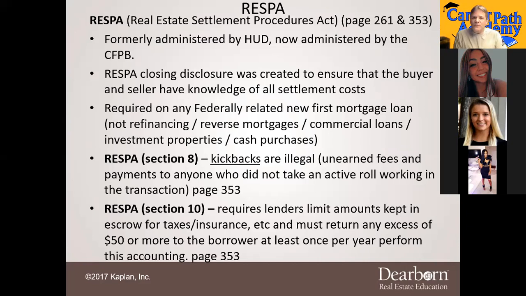That's what they mean by new first mortgage loan. That means not for refinancing or loans for reverse mortgages, commercial loans, investment properties, or cash purchases. So let's highlight the Federal Real Estate Settlement Procedures Act, RESPA, on page 353. Everybody there? Mm-hmm.